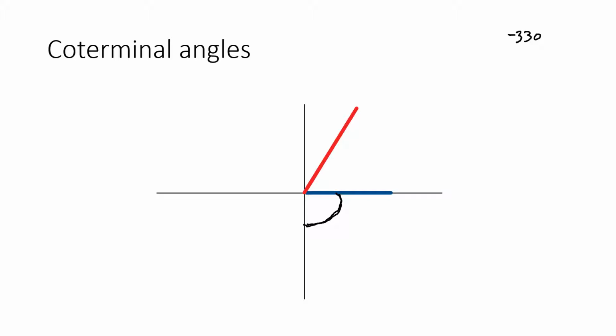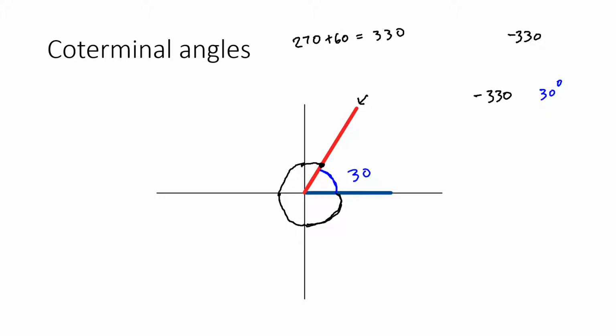So this is negative 90 degrees. This is negative 180 degrees. This is negative 270 degrees. But we need to go a little bit further. If I go another 60 degrees, 270 plus another 60 should put me at 330 degrees. So if I go another 60, that puts me back on the same terminal side. So what I know is negative 330 degrees has the same terminal side as positive 30 degrees.